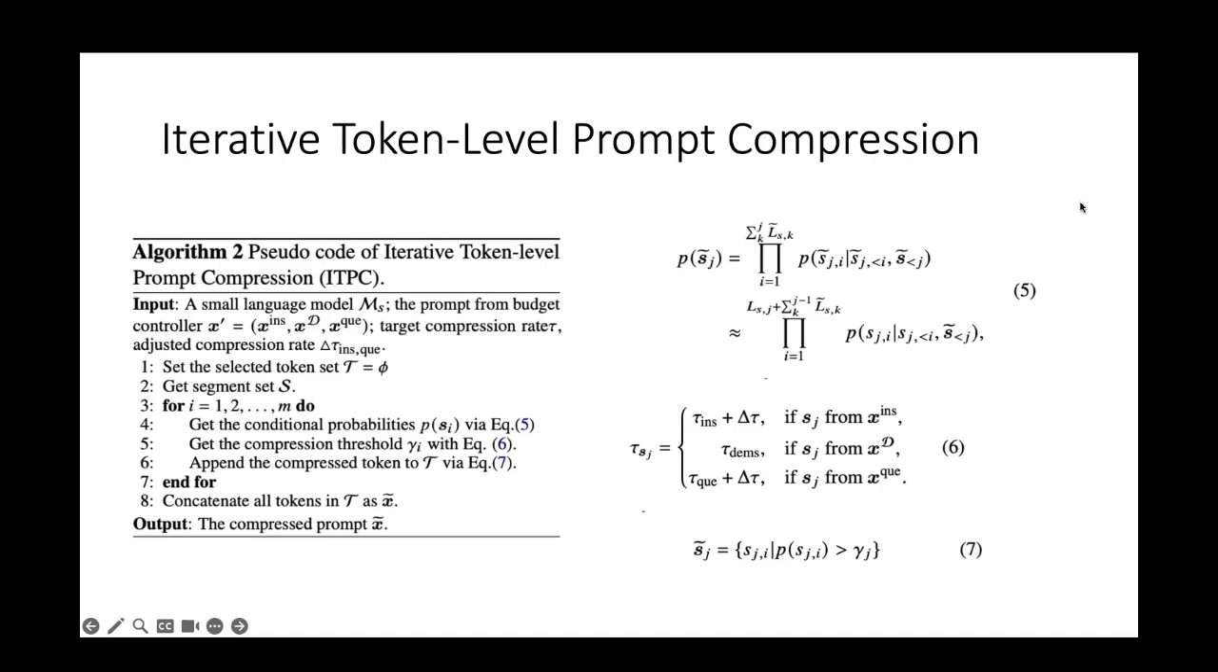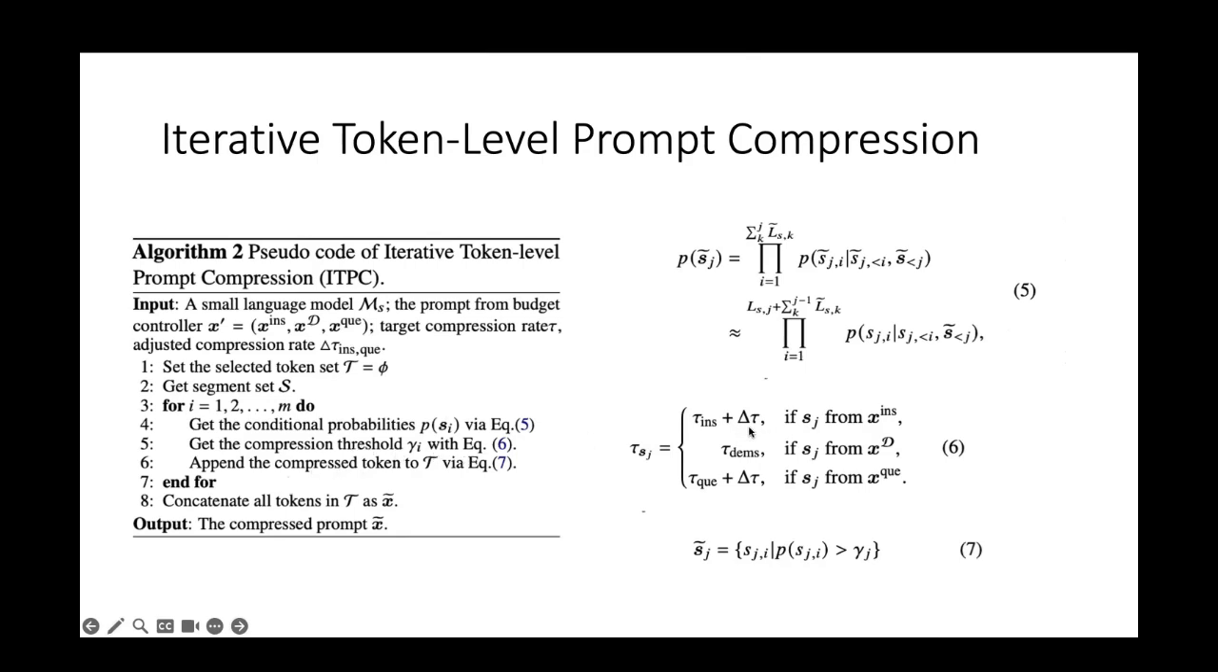Once it has the small language model and the prompt from the budget controller, the next step is iterative token level prompt compression. Equation number 5 basically deals with giving the corresponding probability up to the point of the compressed prompt, and then we'll try to set the compression threshold.